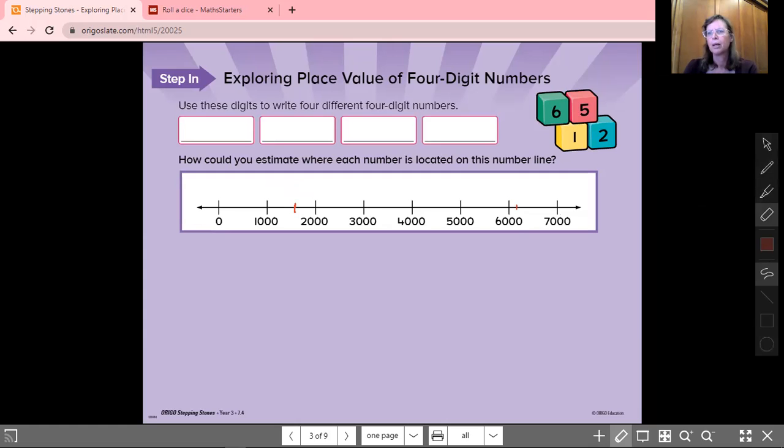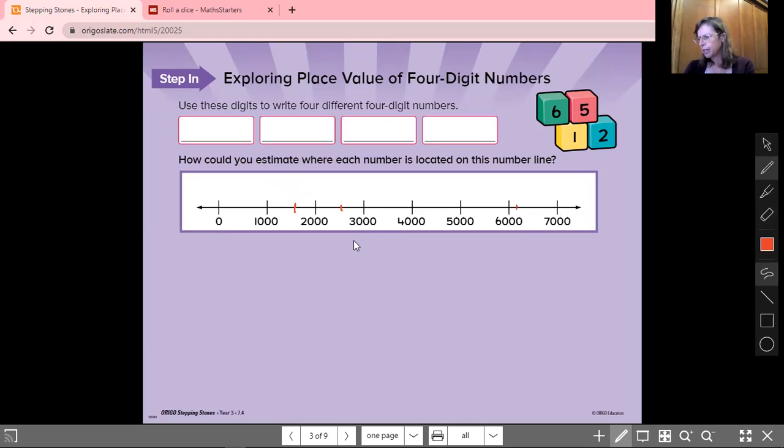Okay. Our next number is 2,516. So we come along here to the 2,500. It's going to be in the middle there. Okay, that's 2,500, and an extra 16 is going to be just slightly further up above that, almost halfway.